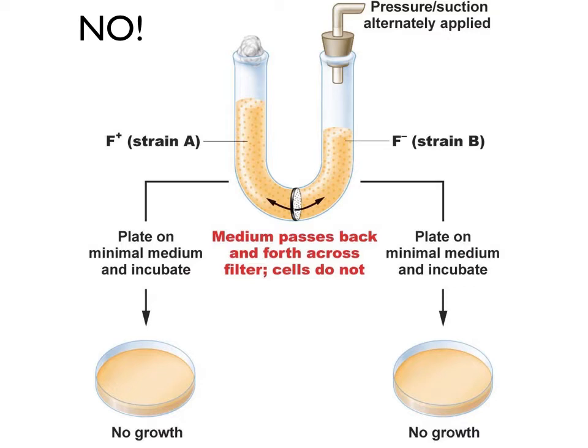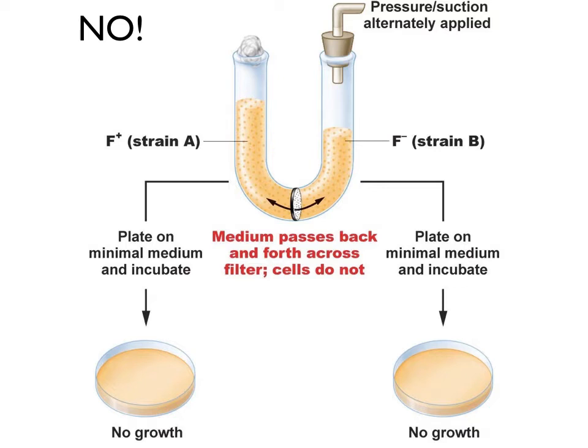And an elegant experiment in which this was tested used this U-shaped tube where at the base of the U there's a filter that will allow the liquid to pass back and forth, but it does not allow the bacteria themselves to move back and forth. It's a pretty large holed filter. Everything but the whole bacteria themselves can move through it. And at the top of the tube, pressure and suction are alternately applied. So it pushes liquid back and forth across that membrane, but the cells are kept separated.